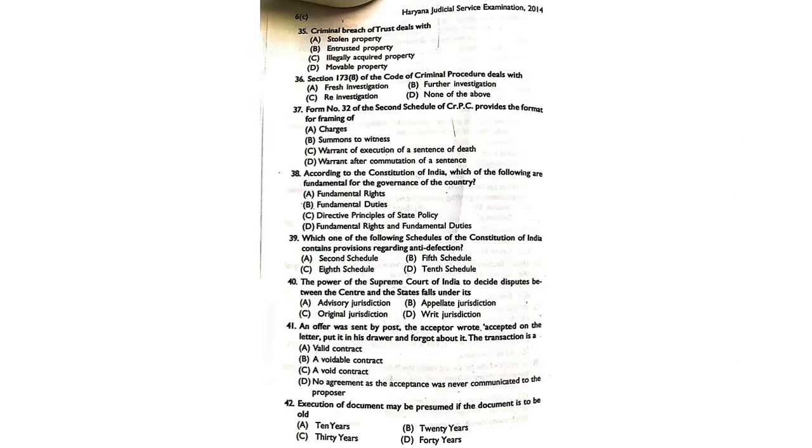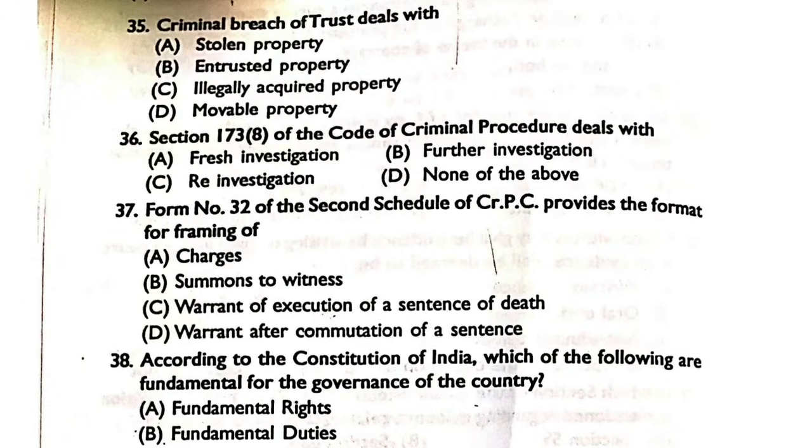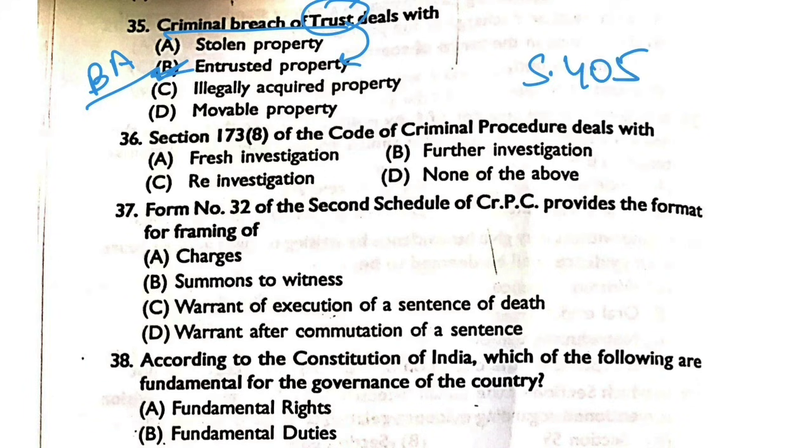Now, question 35, criminal breach of trust deals with what? Stolen property, illegally acquired property, movable property. The answer to that is B, entrusted property. Criminal breach of trust will only happen when someone entrusts you with the property. Again, Bare Act based, very basic question, should not take you more than 10 seconds to tick the right answer. Section 405 IPC.